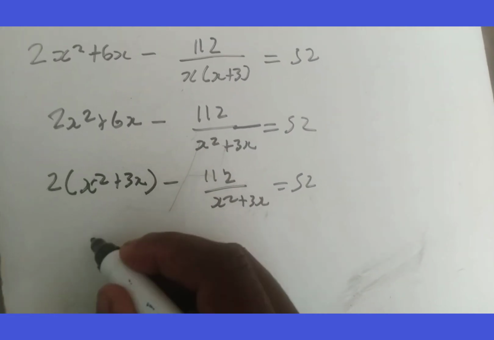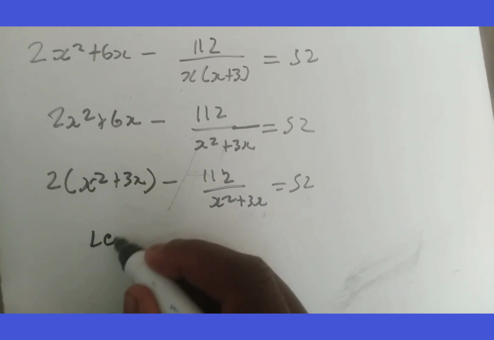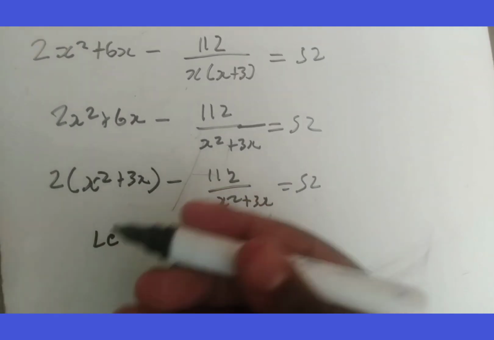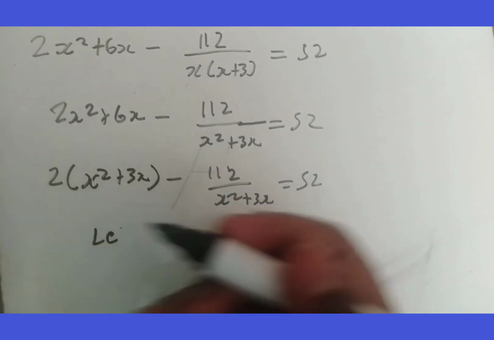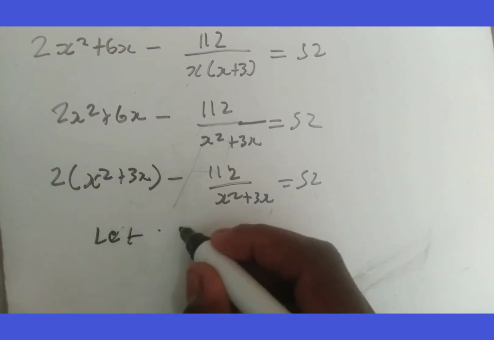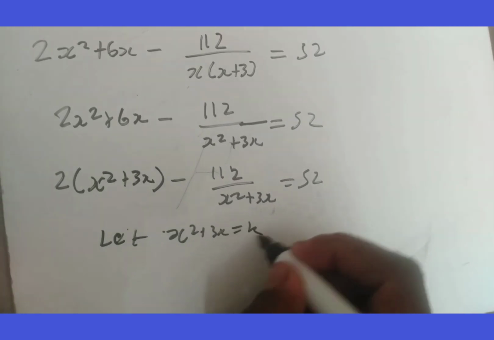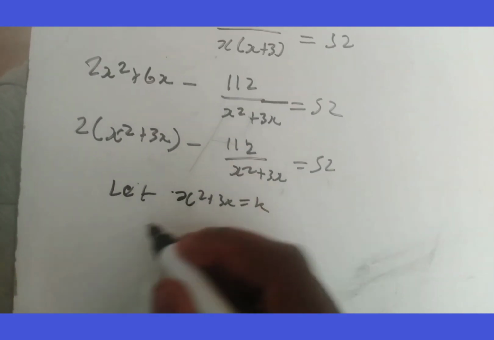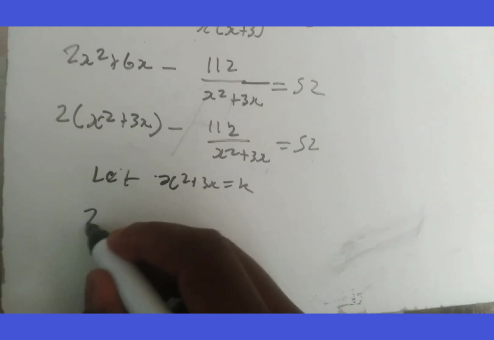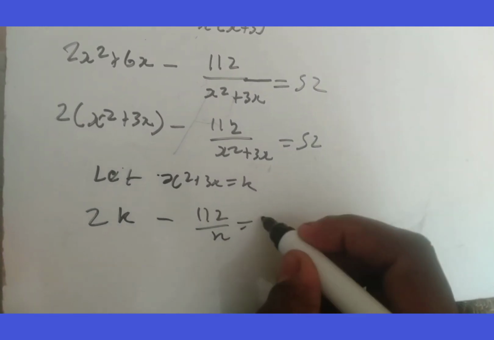So it means then, since we have something looking the same, let me see if you can just try and solve it. Just pause the video and solve it, and let's see if you get it. So let x squared plus 3x be equals to k. Okay, x squared plus 3x equals k. So then this becomes 2k minus 112 over k equals to 52.